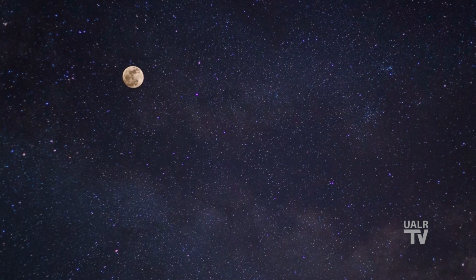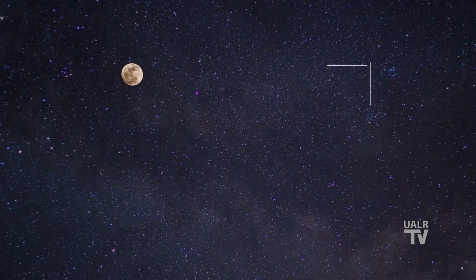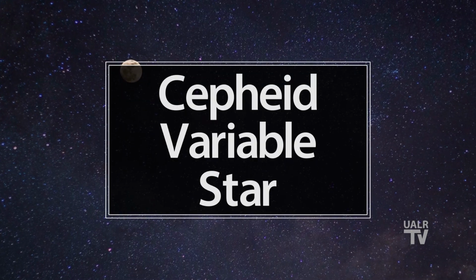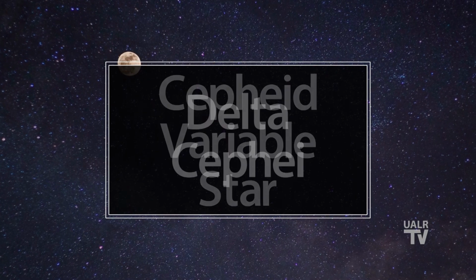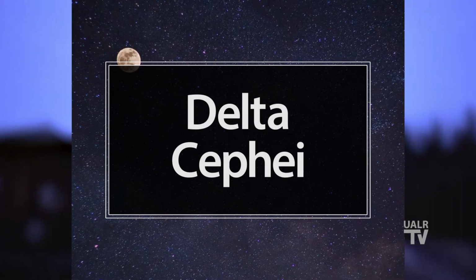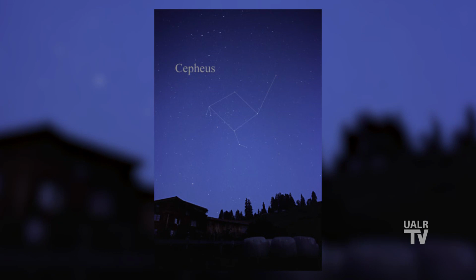Henrietta's particular expertise was in finding a type of star known as a Cepheid variable. They get their name because the prototype star is Delta Cephei, a star in the constellation of Cepheus, and which is well placed for viewing in the evening during autumn. Cepheids vary their brightness in very regular and consistent ways.